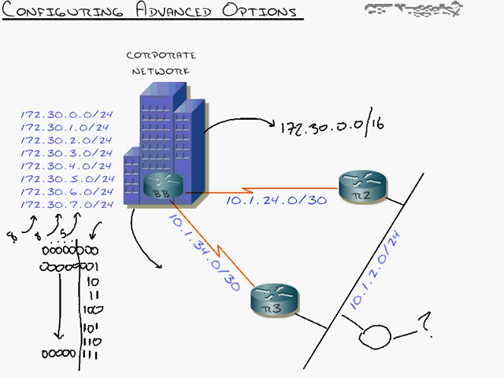So let's add those up. 8 plus 8 plus 5. So that would be, carry the 1, 21, right? The most efficient summary address to describe this is 172.16.0.0/21, saying the first 21 bits are all the same.